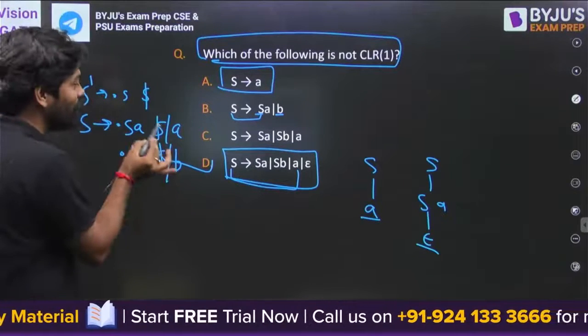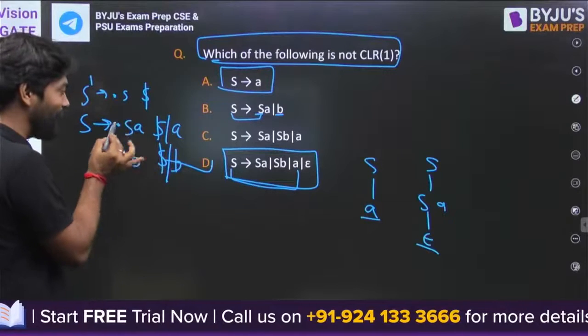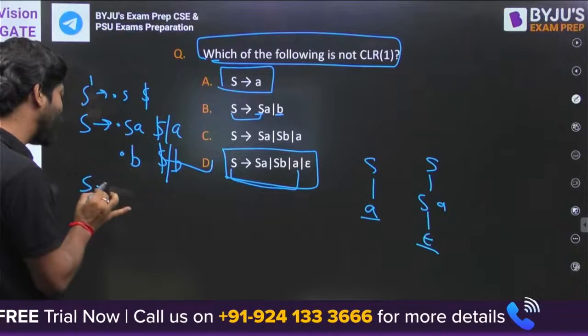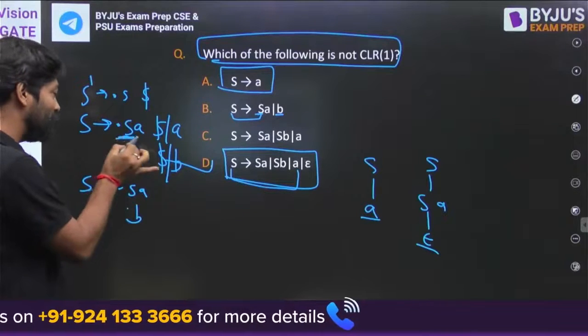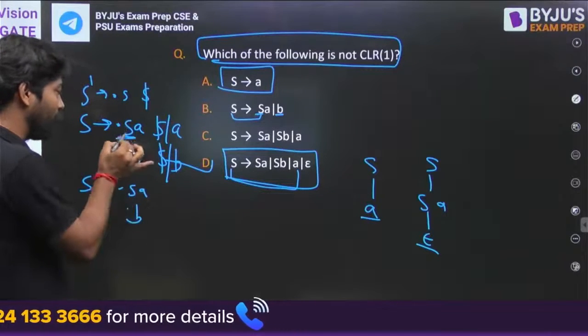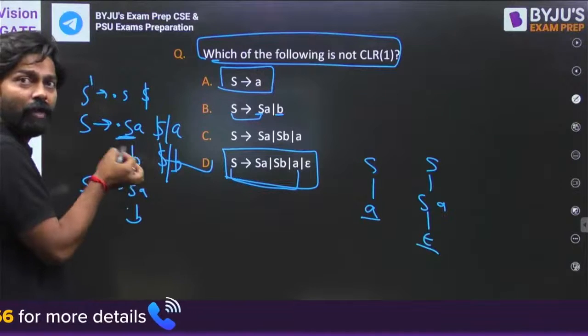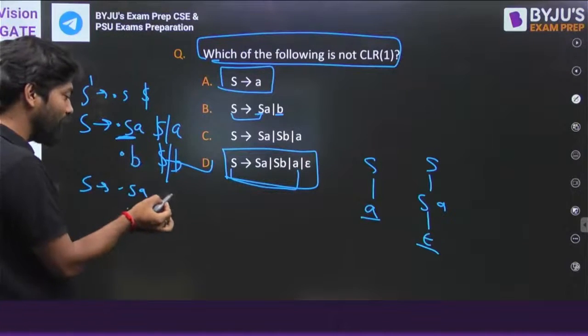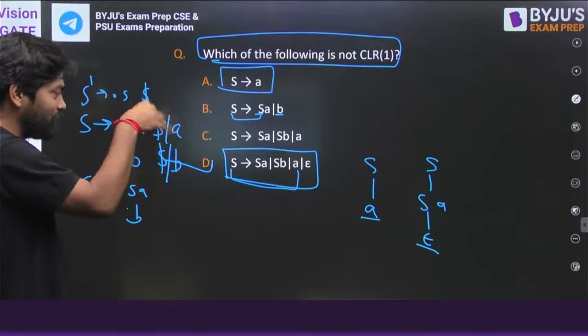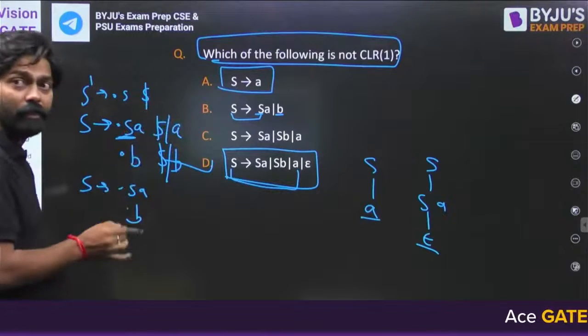See clearly here. Why am I writing A here? Because I will add one more. You can add S goes to dot SA and dot B. Because of this S, I am adding this production, so after this S, whatever is there, find first of that. First of A is A. So here also you can write A and B. I think you are getting my point.